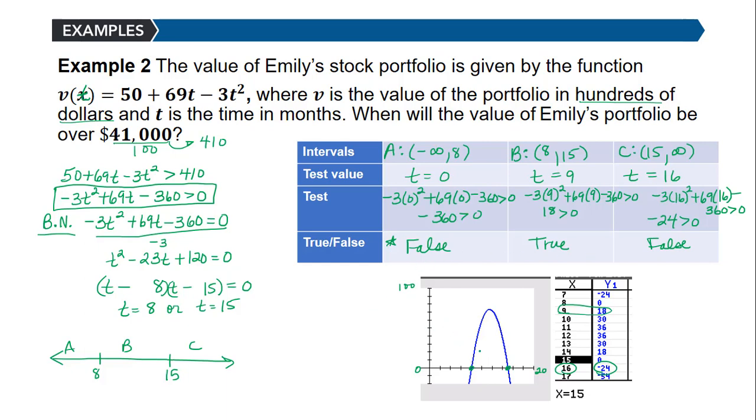But I can see that graphically, because the only place the graph is above the x-axis is between the 8 and 15, or in region B. So I shade the interval between 8 and 15. I cannot include my endpoints because I want to find when it's strictly greater than the 41,000. So my solution set in interval notation is parentheses 8 to 15. But in words, when will the value of Emily's portfolio be over 41,000? And that will be between 8 and 15 months.